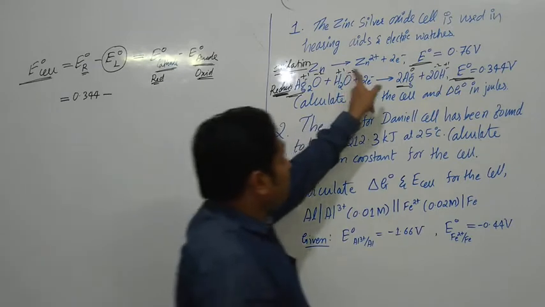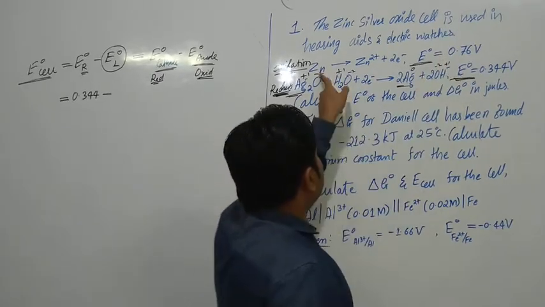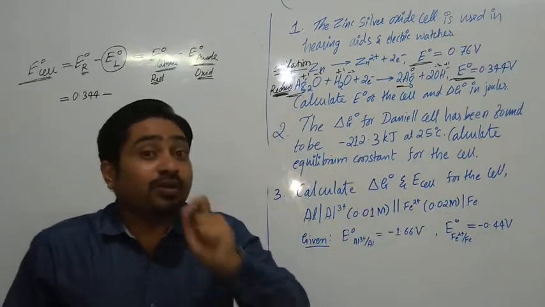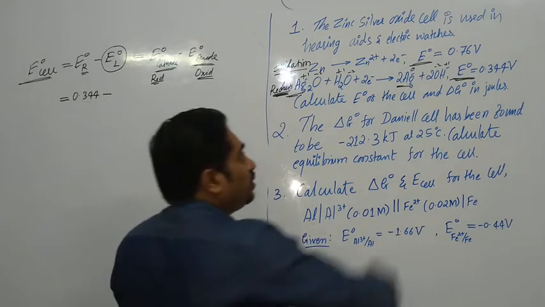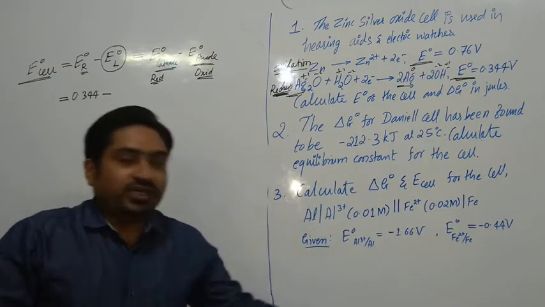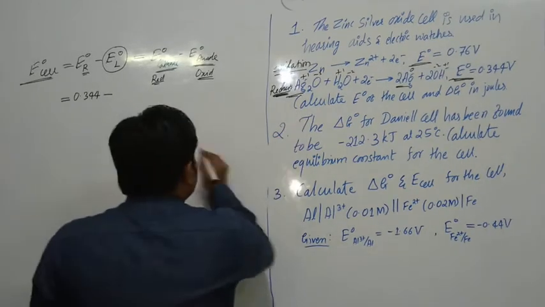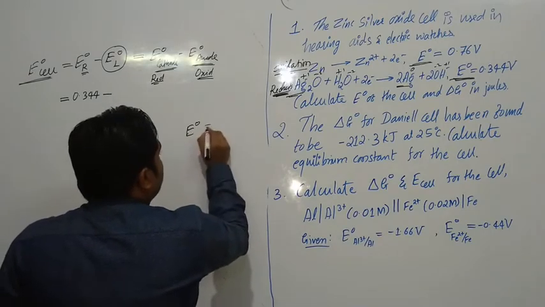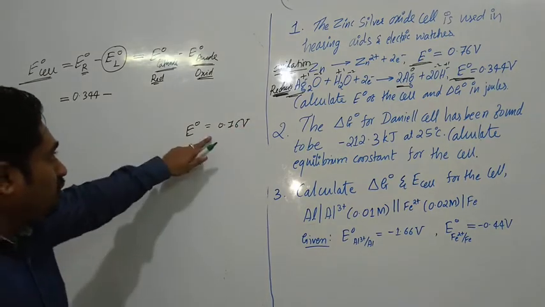But in this reaction they have given standard oxidation potential. See here, this is an oxidation reaction. Now this potential is standard oxidation potential. But what do we want? We need standard reduction potential. So if the standard oxidation potential is given positive, the magnitude remains the same, but the sign changes. Here E naught is equal to 0.76 volt. This is my standard oxidation potential of zinc.